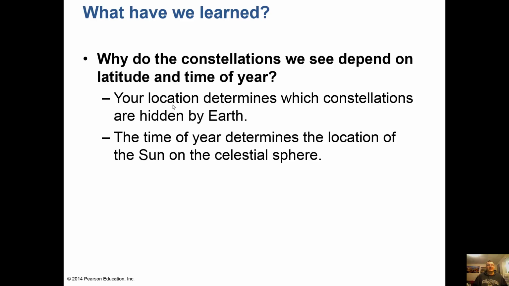Why do the constellations we see depend on latitude and time of year? It's because your location determines which constellations are hidden by the Earth. There are a lot of constellations in the southern sky that Australians can see that we never see. Likewise, the people in Sydney, Australia never see the Big or Little Dipper from their location. And the time of year determines the location of the Sun on the celestial sphere. We see the big constellation of Orion the Hunter in the winter and early spring. We don't see it in the summertime because the Earth is in the way of the Sun.